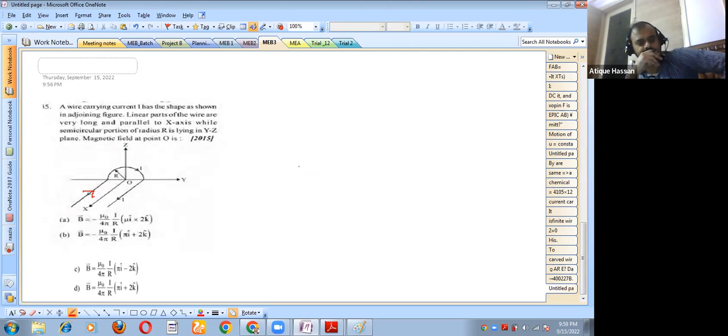But it may be like this. Don't consider it as a single wire. Take it in this direction. We will see. Take the direction which I have marked, and we will see that possibility also.